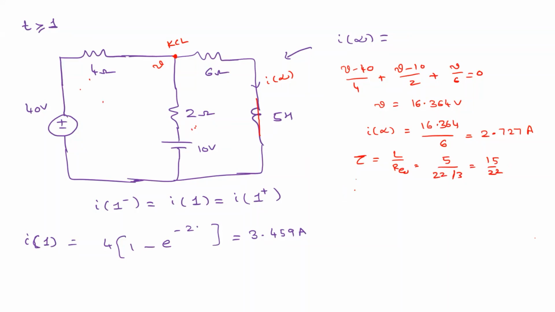So there is another one. What is the response? I of t. If you substitute this, what will you get? The first term starts with 2.727 plus 3 minus 4.27. How much is this? What is the value here? Sir, 0.732. Okay. What is the value here? E to the power of minus 22t by 15.